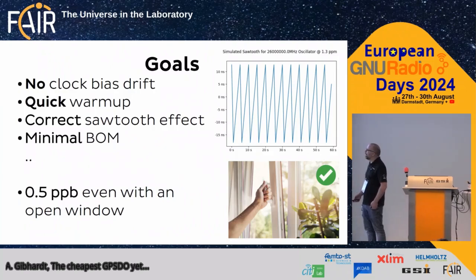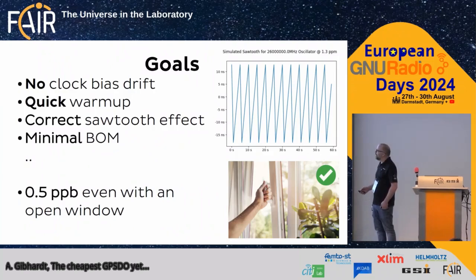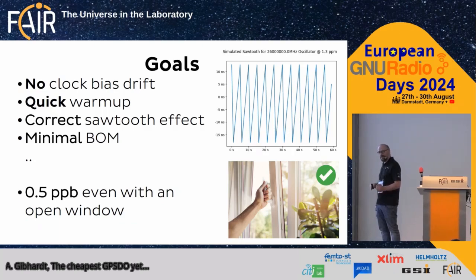It should have a quick warm-up and correct the sawtooth effect, which is the alignment error between the clock and the GPS receiver and the PPS signal. You can see how this normally looks, that you always have a plus minus 10, 50 nanosecond error on top of your PPS signal, by which you do your time synchronization. And yeah, I want to maintain less than 0.5 parts per billion, even if the window is open.